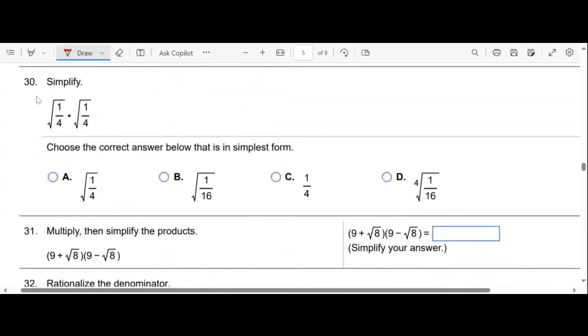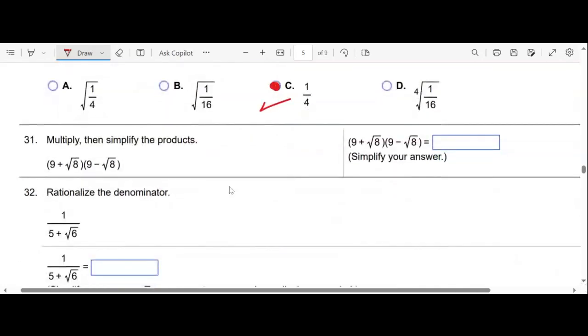Number 30. This is multiplication, correct? So if you multiply, what are you going to get? Square root of 1 over square root of what? What's the square root of 1? What's the square root of 16? Very good. You're so smart. You make things very easy, right? You're a genius. Let's go to the next one.